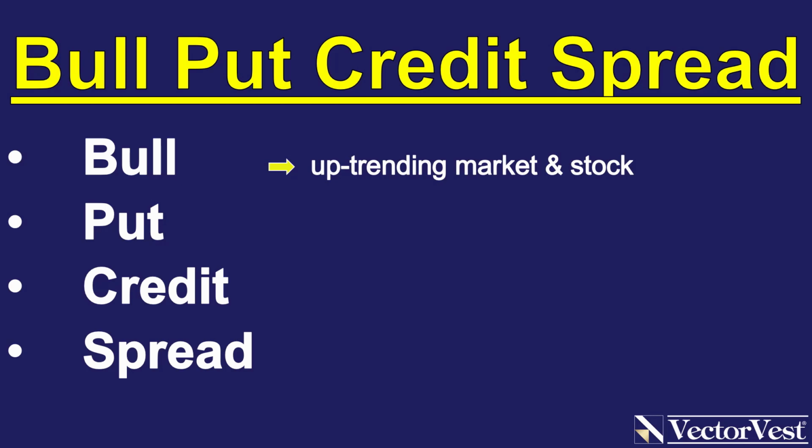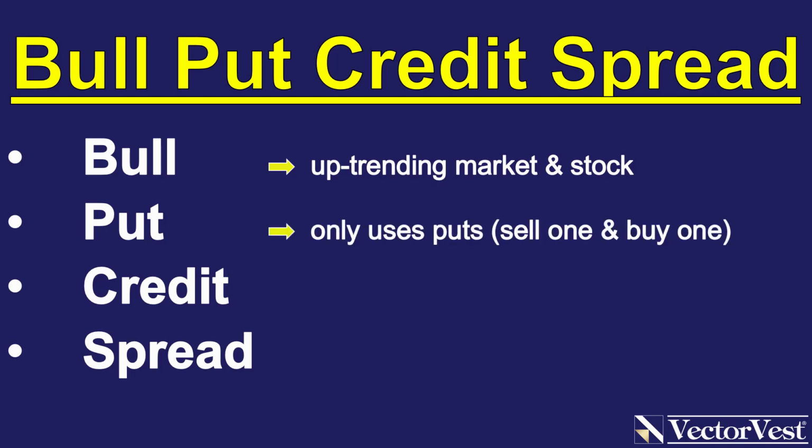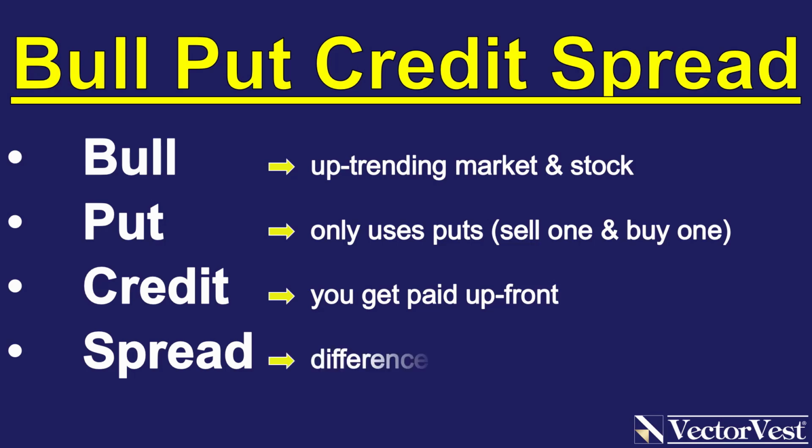The second word is put. That lets you know that this trade only involves puts. You'll be selling one and buying one. The third word is credit. That lets you know that you will be getting paid up front for this trade. And lastly is the word spread. That's just the difference between the strike prices, as I showed a moment ago, and it's the built-in risk management for this trade. And we'll talk more about that in just a bit.